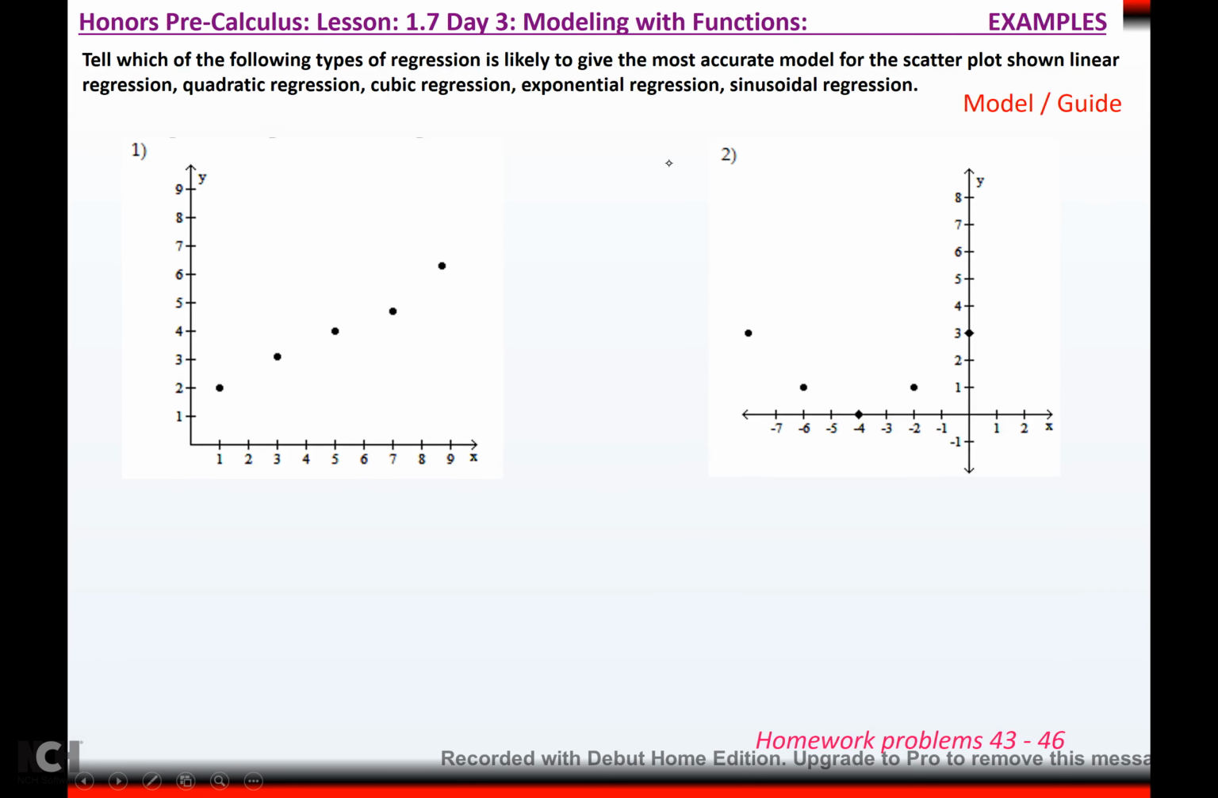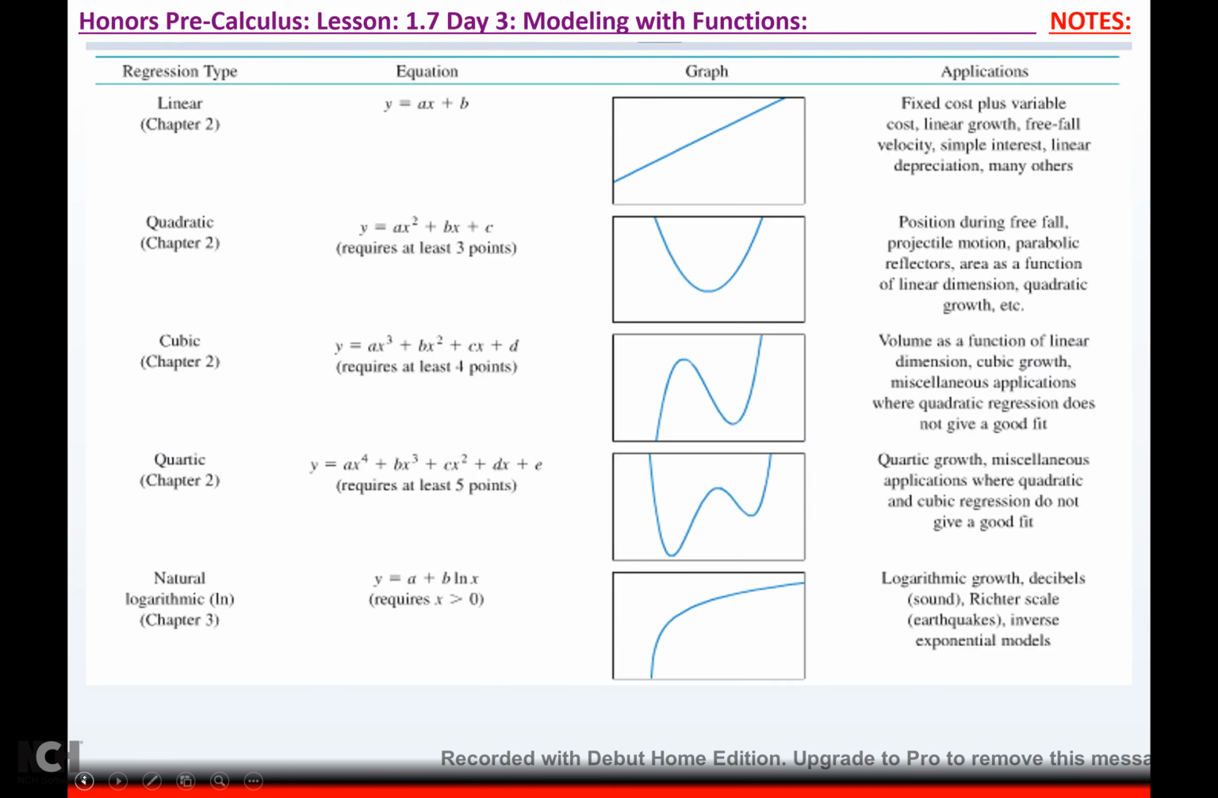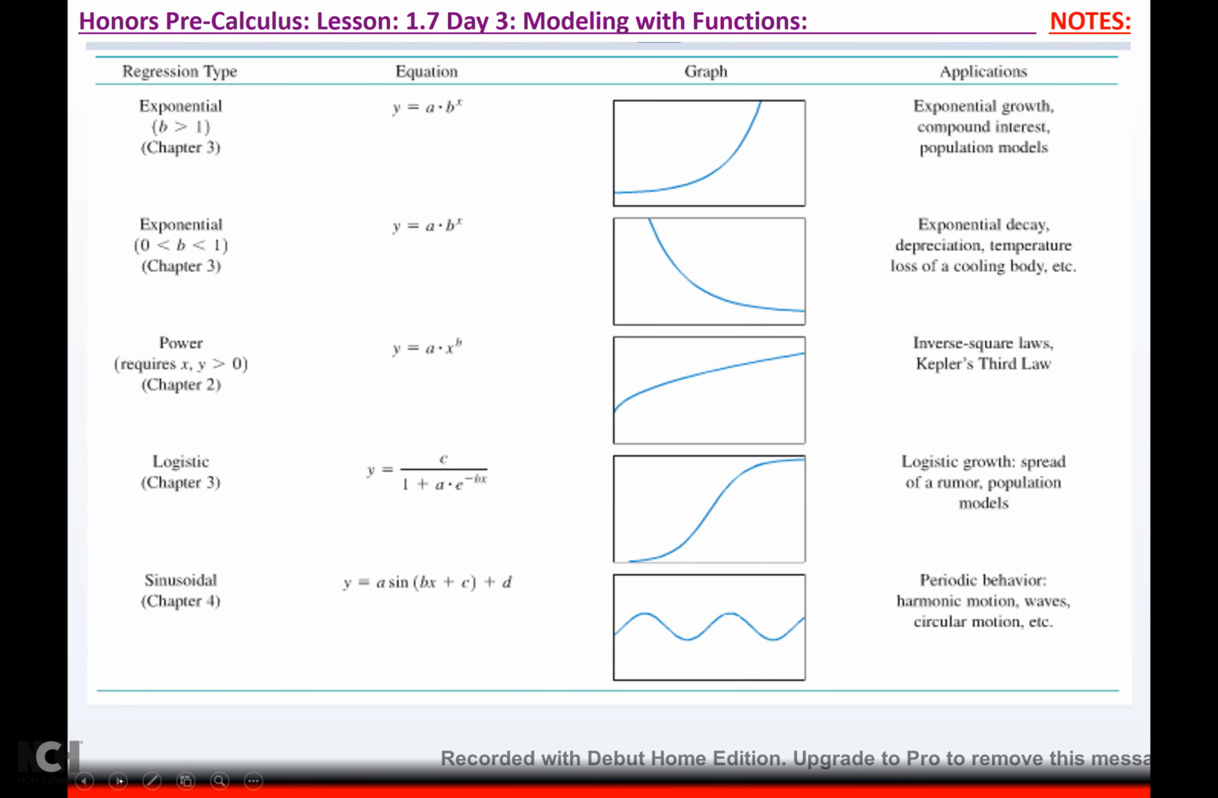If you plotted a bunch of points and you thought maybe you could best go through them with a line, then when you do regression, you're going to pick a linear regression. If you end up with dots that kind of make a parabola shape, if you connected them, then you would pick quadratic. If you got an S-looking thing, that would be cubic. Quartic would look something like this. Natural logarithm has that kind of a curve to it.